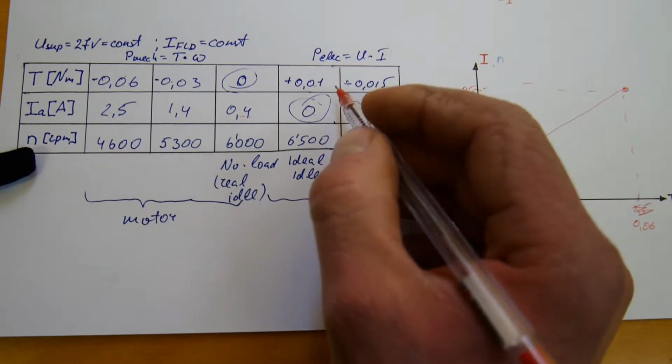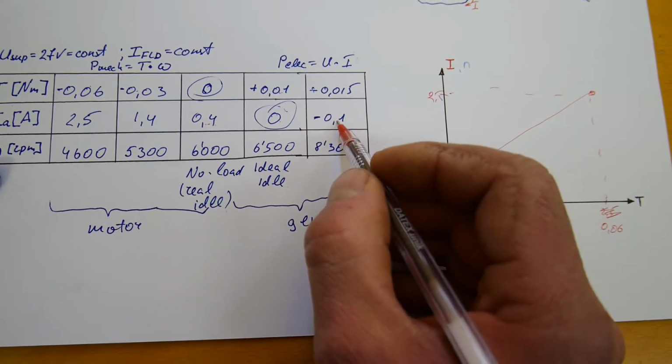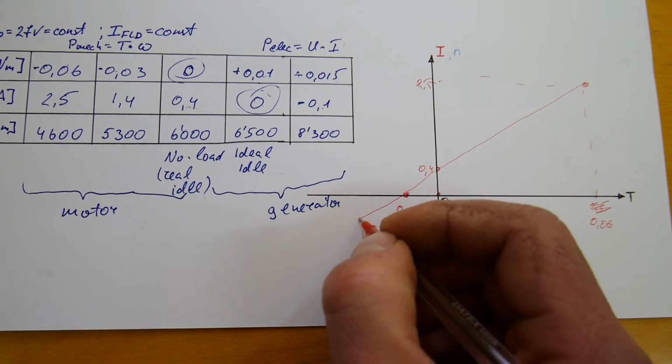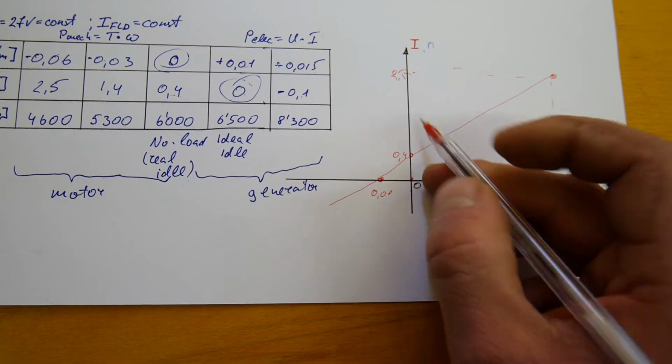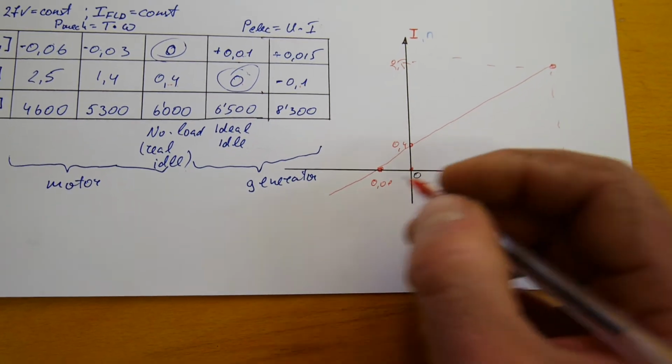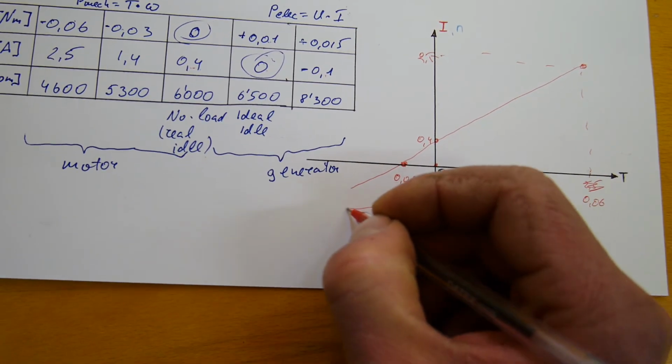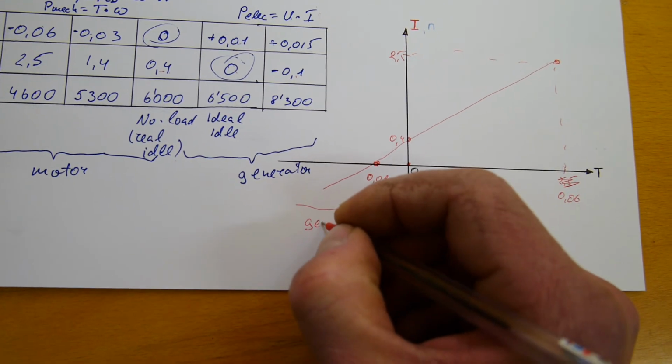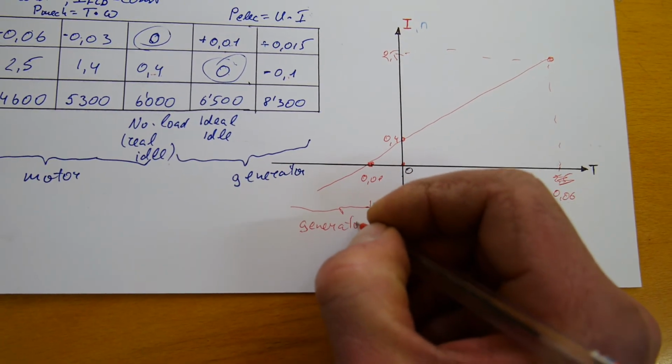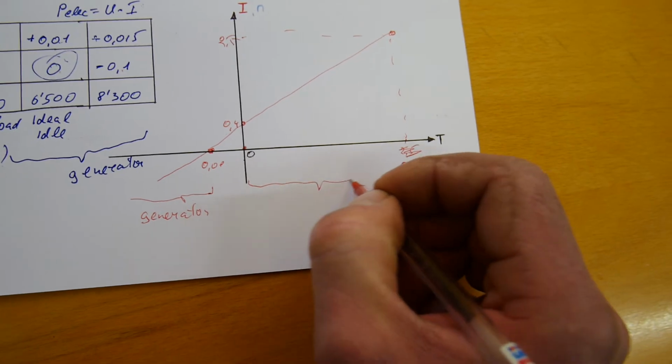And if we start to add more, then we start to produce current. So the direction is changed. It was plus and now it is minus. So this is the generator mode, and this is the motor mode.